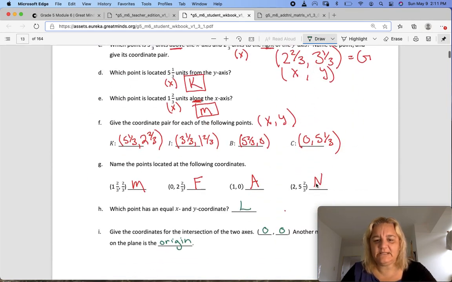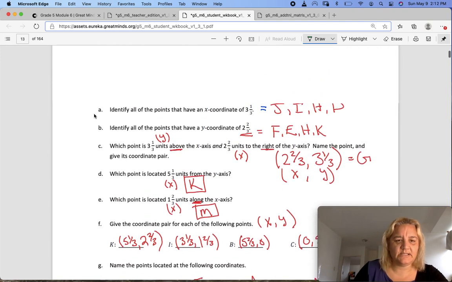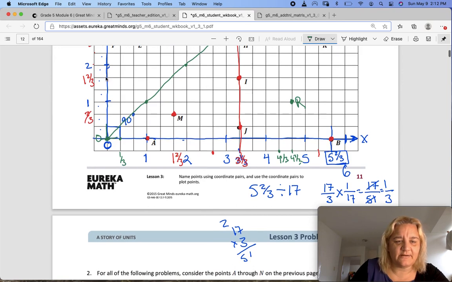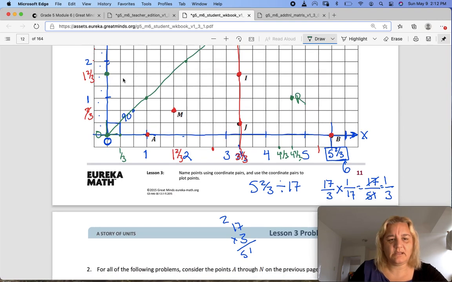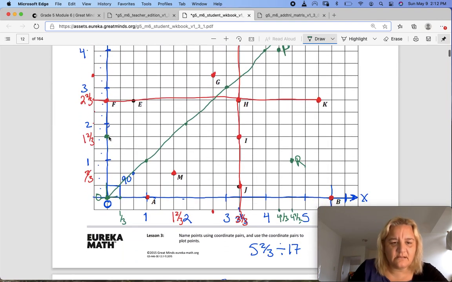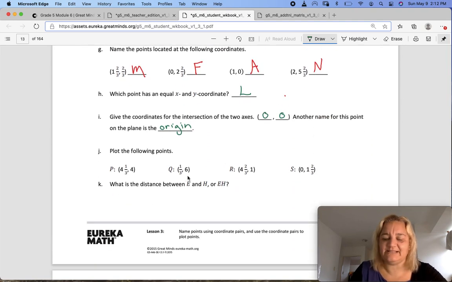And finally, the last one, 0 and 1 and 2/3. Okay, so 0 is here, and 1 and 2/3 would be right there. And we are calling that one S. Okay, there we go, S. Cool. I like coordinate planes.